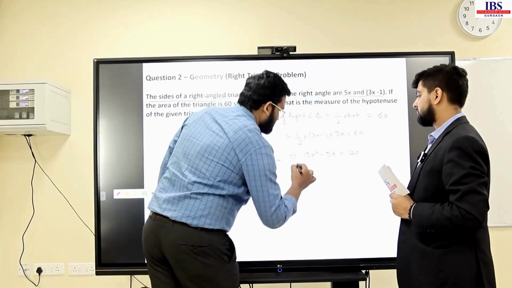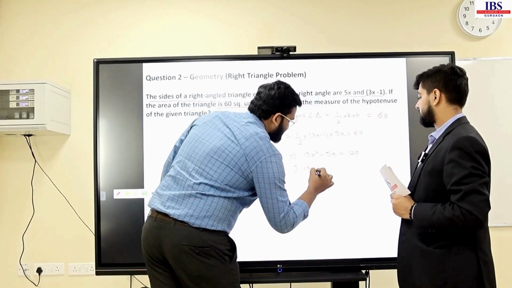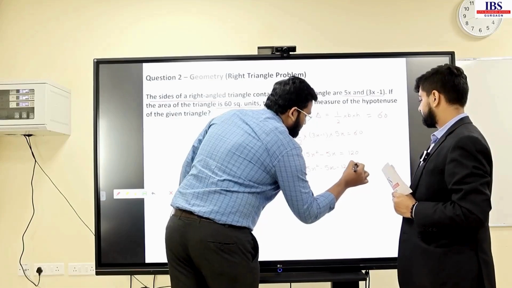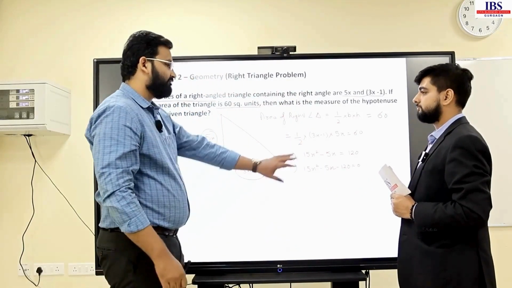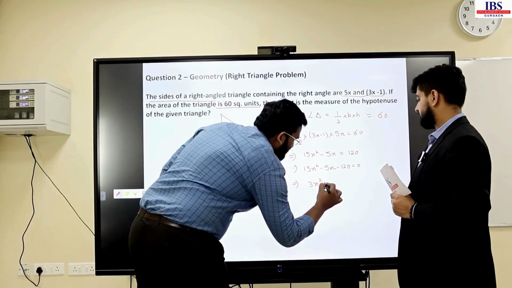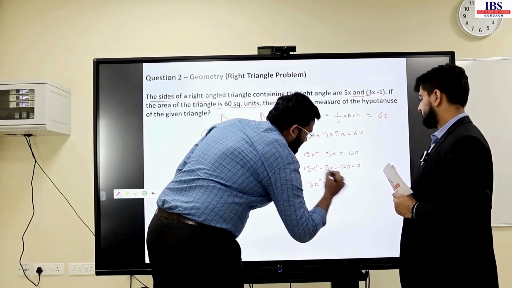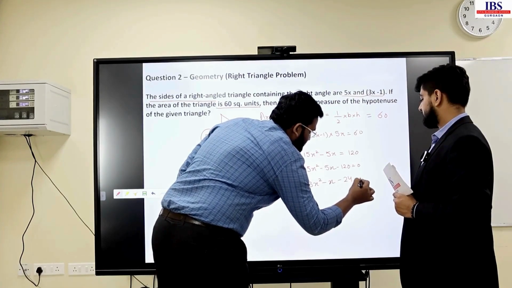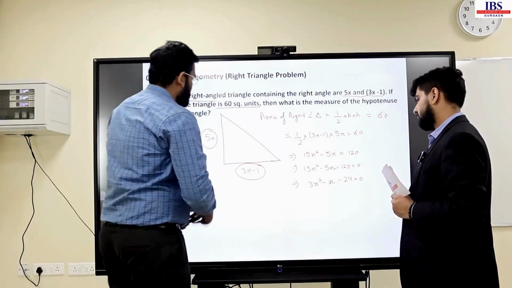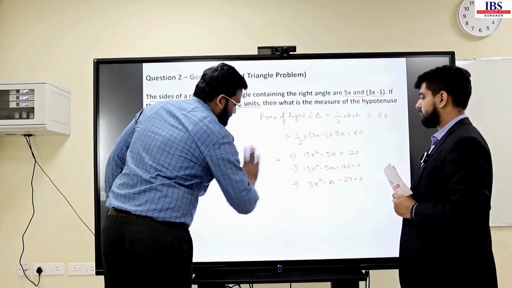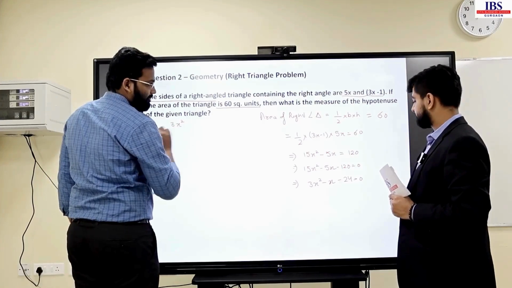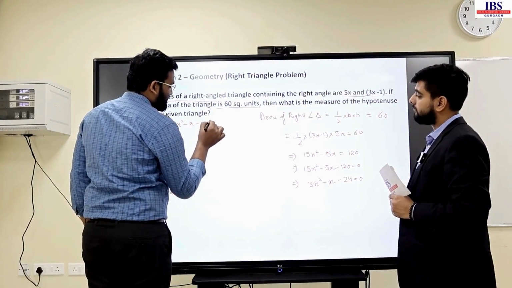This 2 will go this side. Now again, 15x square minus 5x minus 120. Now divide every term by 5 or take 5 common. So here we have 3x square minus x minus 24 is equal to 0. The 5 which I have taken common, I send this side, it becomes 0. So now we have to solve this quadratic equation in order to get the value of x. So it is 3x square minus x minus 24 is equal to 0.